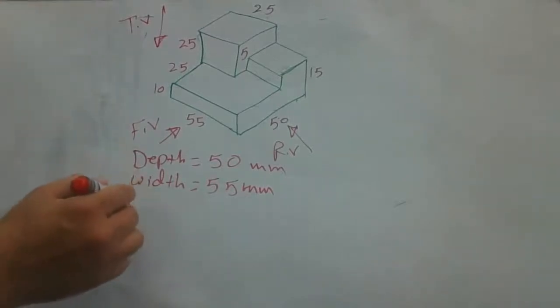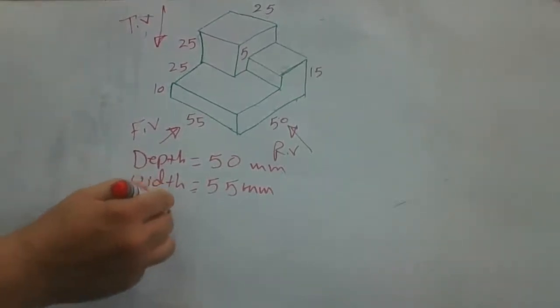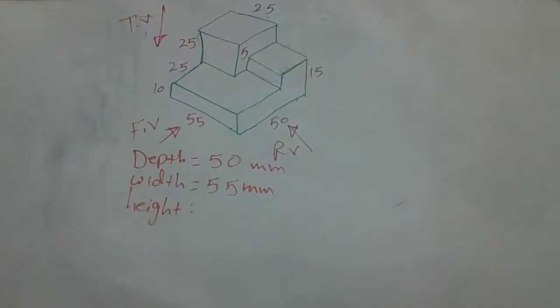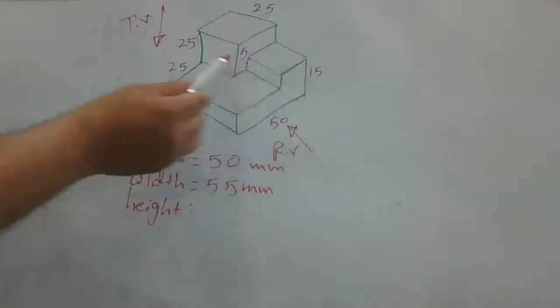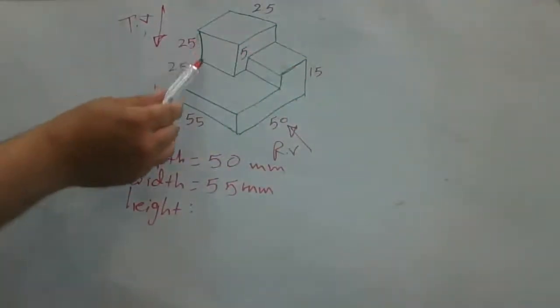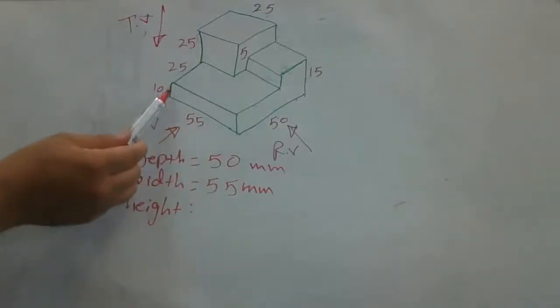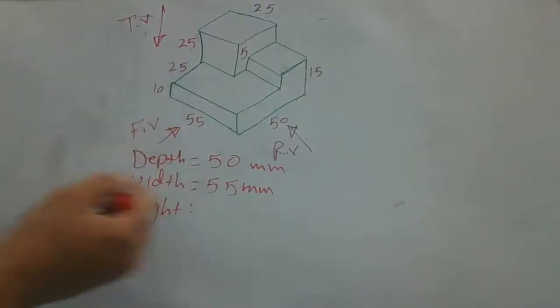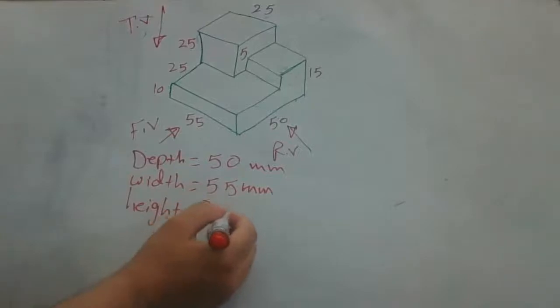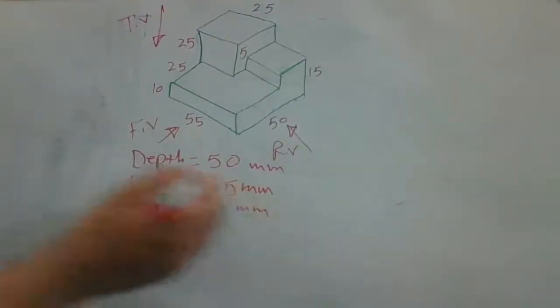And the height, see here, the total height of the shape is 15 from here, 25, this is one step, and the other step is 10. 10 and 25, that means the height is 35 millimeter.